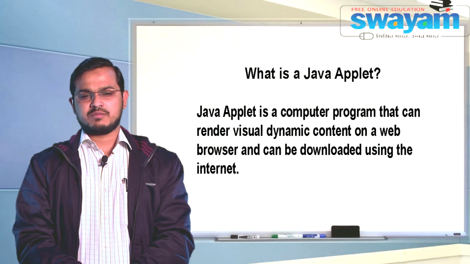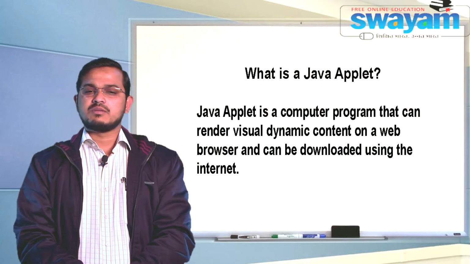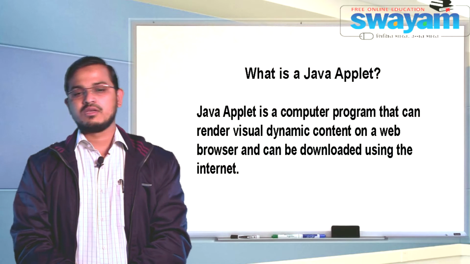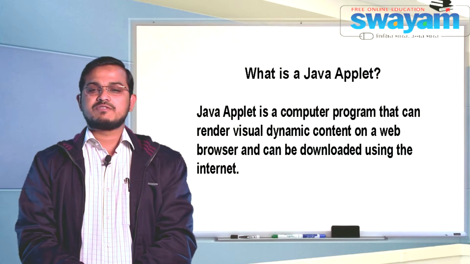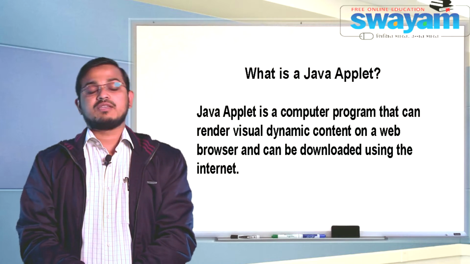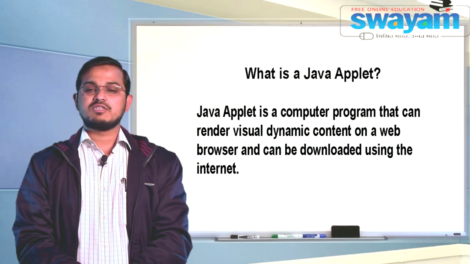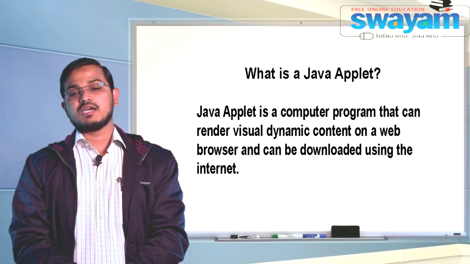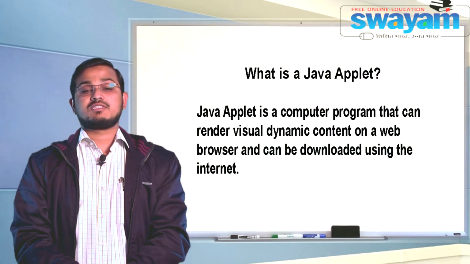So what is a Java applet? A Java applet is a computer program that can render visual dynamic content on a web browser. What it means is that you must have seen some websites that have static content that does not change, often like the university websites. This technology creates web pages that display graphic content that changes instantaneously with the kind of input provided by the user.